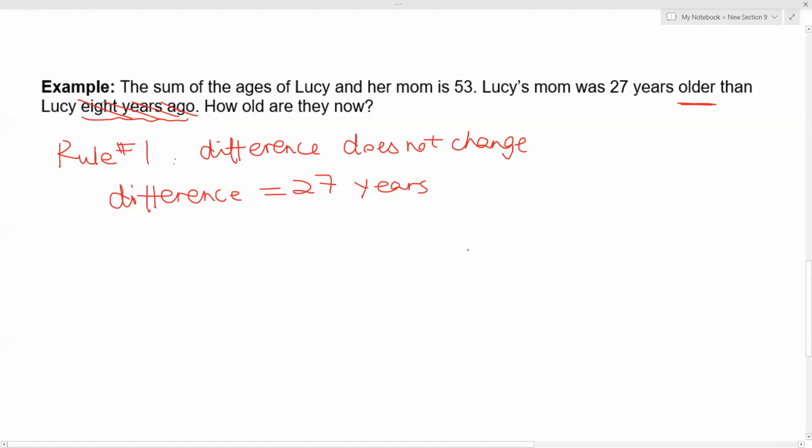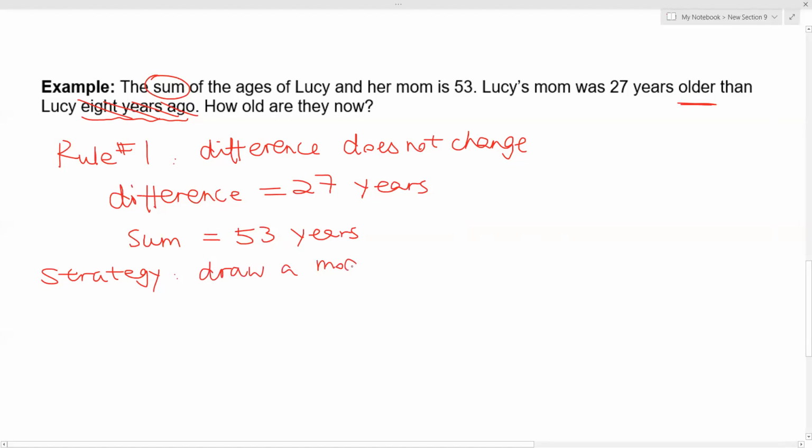And what's the other piece of information? The other piece of information is the sum. They also give you the sum of Lucy's mom's and Lucy's age. That is 53 years. So the strategy for age problems, a very useful strategy, is always to draw a model. We can always use a model.